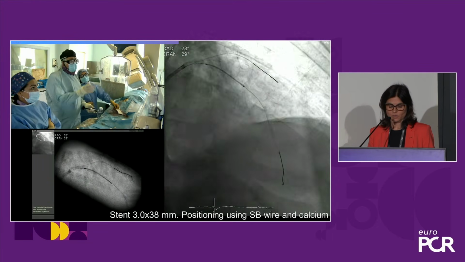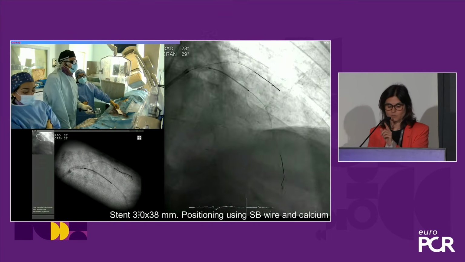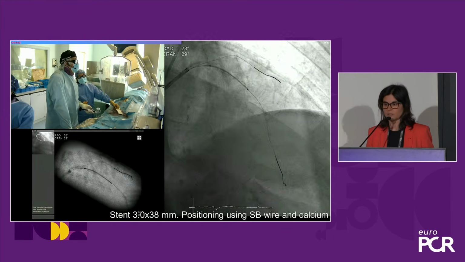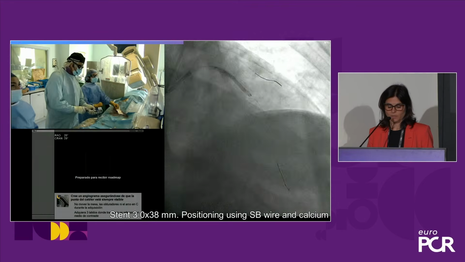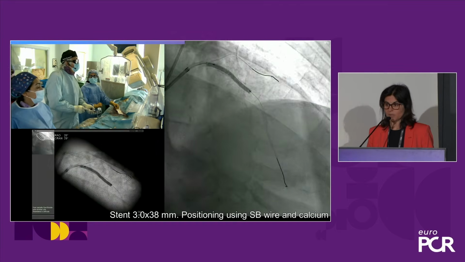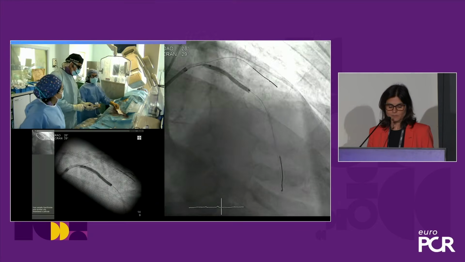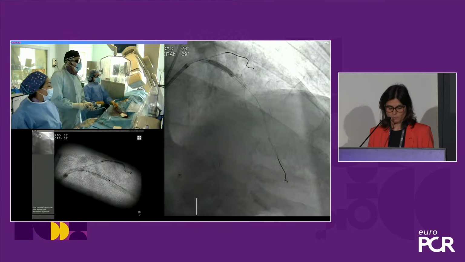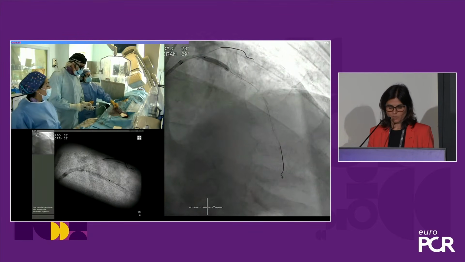You can see we are positioning it just proximal to the calcium and distal to this side branch where we have the wire, based on the IVUS that we have seen before. This is stent implantation, and then we perform a post-dilation with a forward balloon.